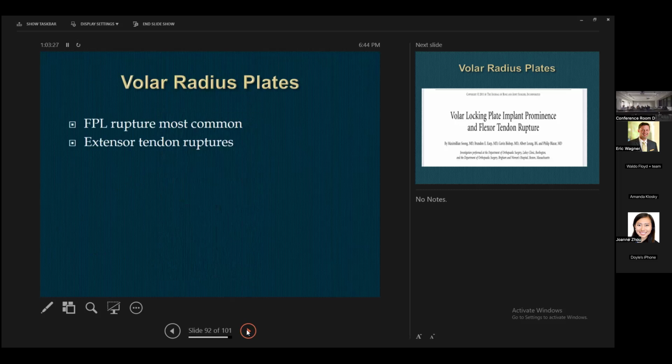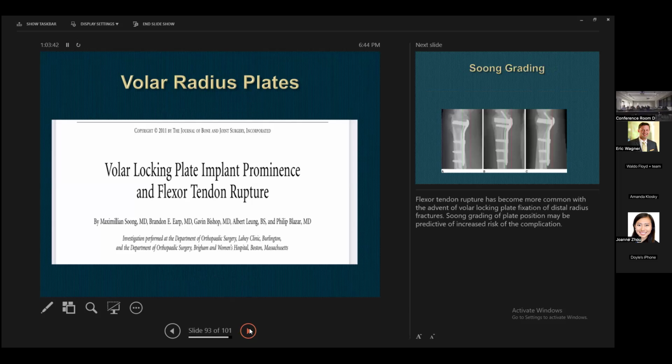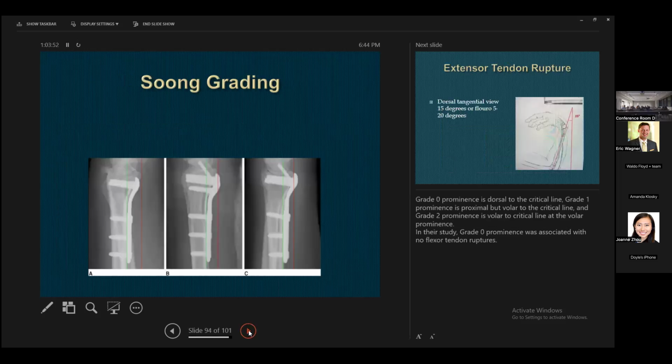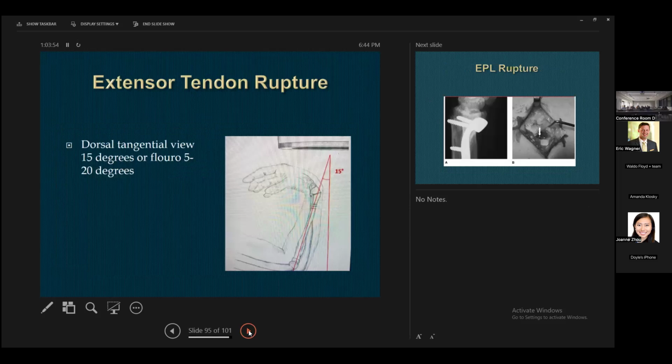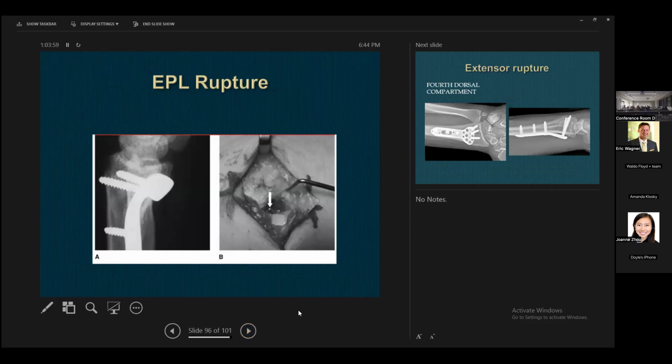And then I just throw in a bit about the fact that now we are all fixing radius fractures with volar plates. The FPL rupture is the most common, but you can get extensor ruptures. I think most of you know about the Soong grading. I think usually you can pretty much tell if you've perforated when you're using fluoro, but this is all you need to get an EPL rupture.